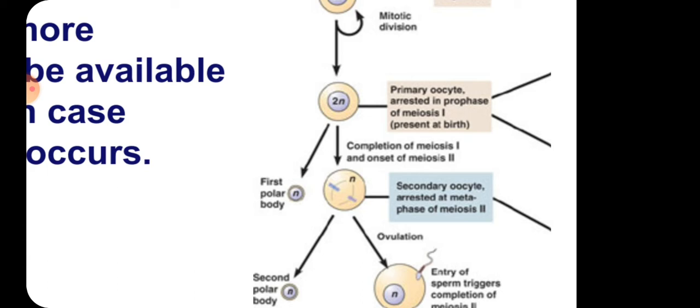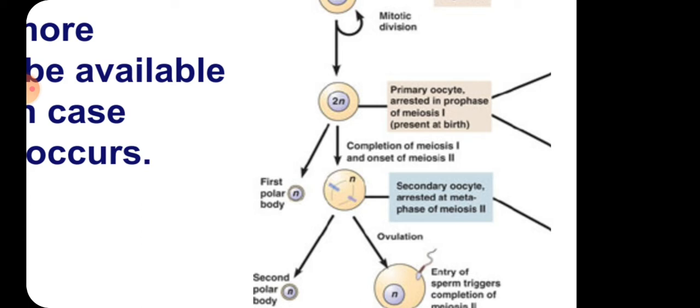This is arrested in prophase of meiosis 1 at birth of a girl child. Now, this is 2n in number. That is, the egg is diploid. Then, after completion of meiosis first and onset of meiosis 2, the cell further divides and forms two cells. The first is the secondary oocyte, which is arrested at metaphase of meiosis second, and the second cell is the first polar body, and this is haploid.